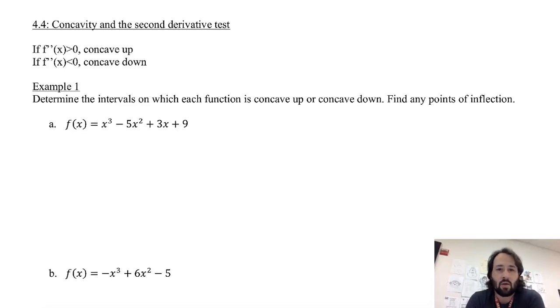All right, everybody, we are getting into the second derivative test now. So what I need to talk about first is what does the second derivative look like in relationship to the original function.